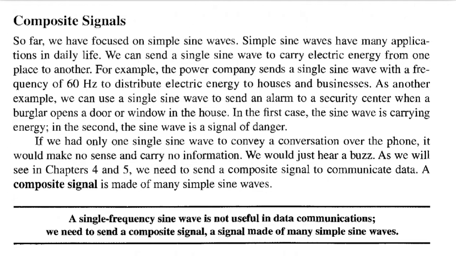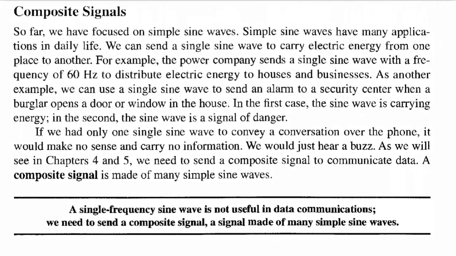If we had only one single sine wave to convey a conversation over the phone, it would make no sense and carry no information. We would just hear a buzz. As we will see in chapters 4 and 5, we need to send a composite signal to communicate data. A composite signal is made up of many simple sine waves. A single frequency sine wave is not useful in data communication. We need to send a composite signal, a signal made up of many simple sine waves.